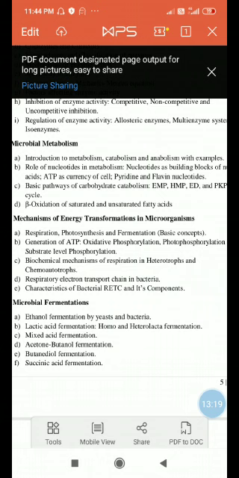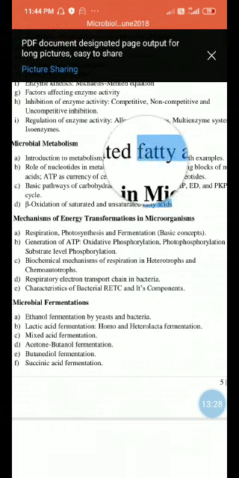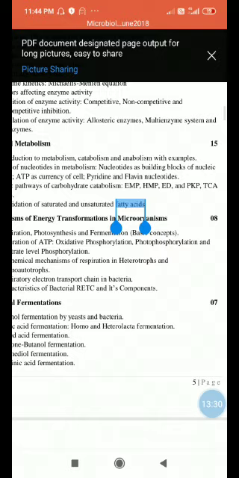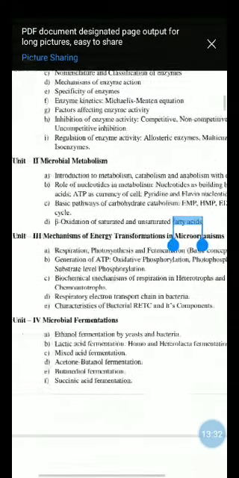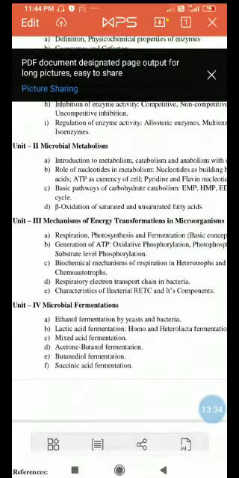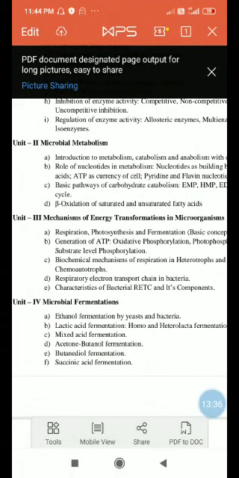C, basic pathways of carbohydrate catabolism: EMP pathway, HMP pathway, ED pathway and PKP pathway, TCA cycle. And the last point, beta oxidation of saturated and unsaturated fatty acids.